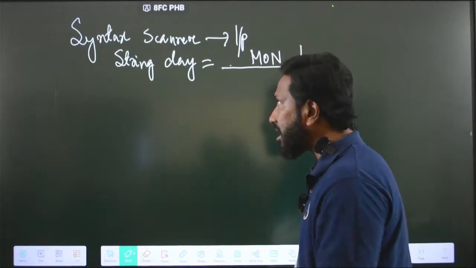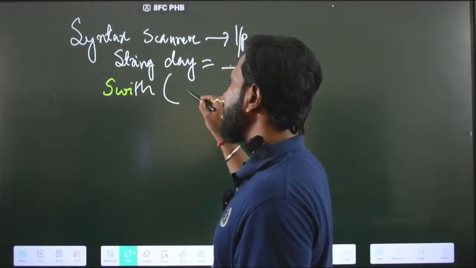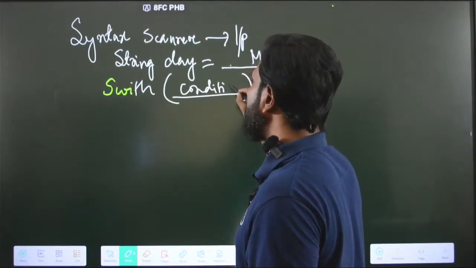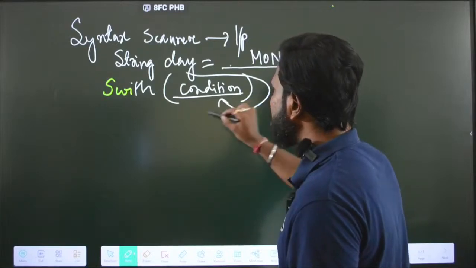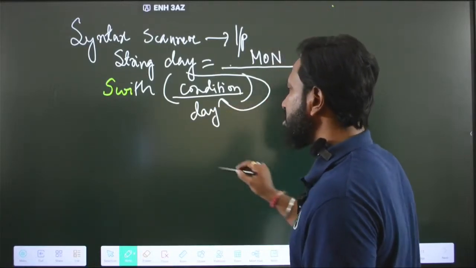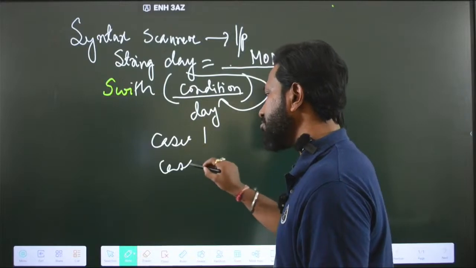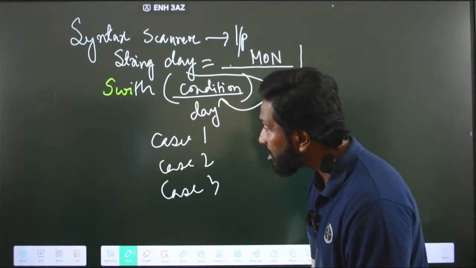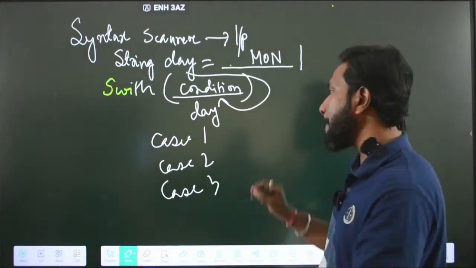Okay, in that case, I will take a switch. In the bracket, it will have a condition. The condition here will be this day variable. I will pass the day here, and based on that, there will be multiple cases. Case 1, case 2, case 3. Okay, so based on that, what we can do is we can actually decide the day.